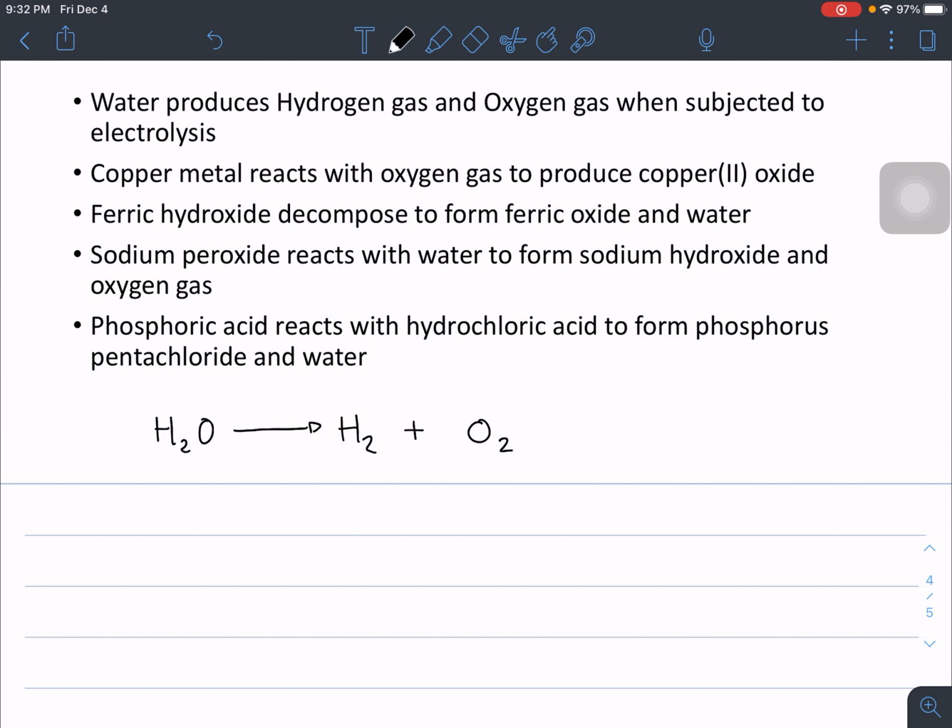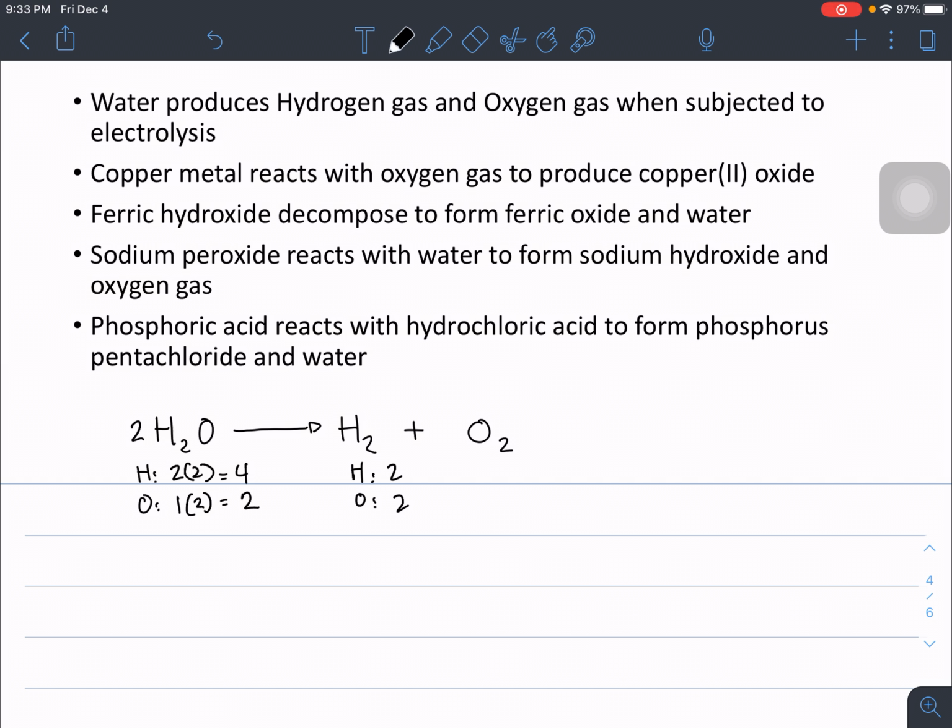Okay? To balance this, we count all the atoms on each side. So we have hydrogen and oxygen. There are 2 hydrogen and 1 oxygen on the reactant side. There are 2 hydrogen and 2 oxygen on the product side. Okay? So to balance this, I would like to place 2 on H2O. This will multiply 2 to hydrogen and oxygen. So 2 times 2 will be 4. 1 times 2 will be 2.